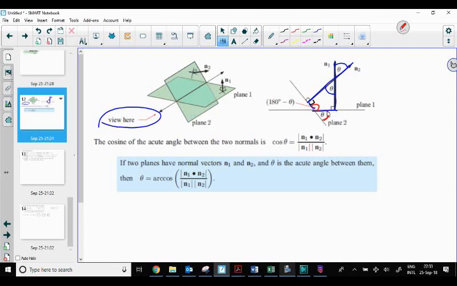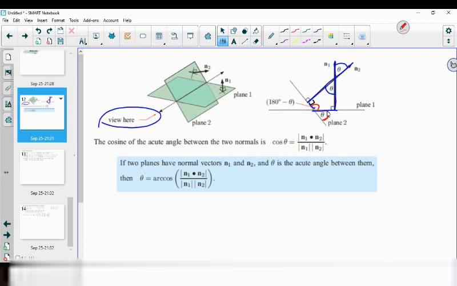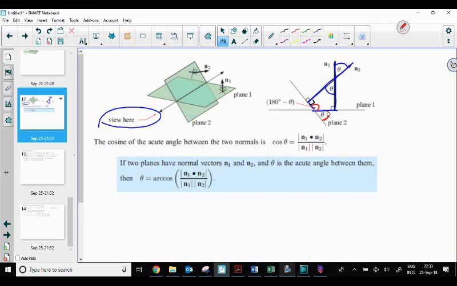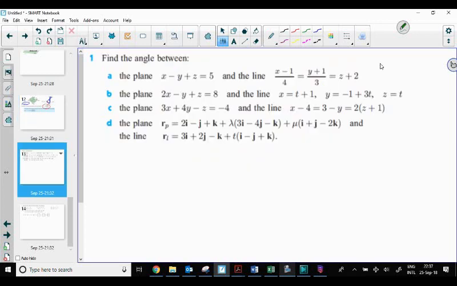That's a long construction to go to. Guess what? The angle between two planes is the same as the angle between two vectors. You're just going to use the dot product formula. It's pretty lucky. Those two are equal. Hooray! Okay, let's do some. Let's do letter D because it looks ugly.